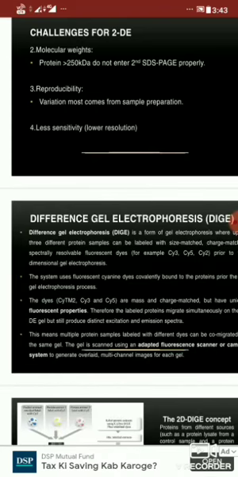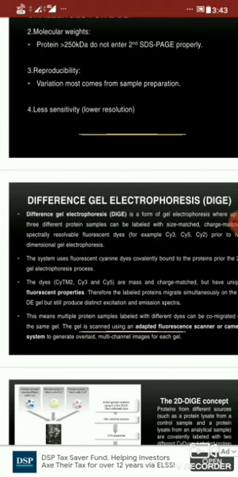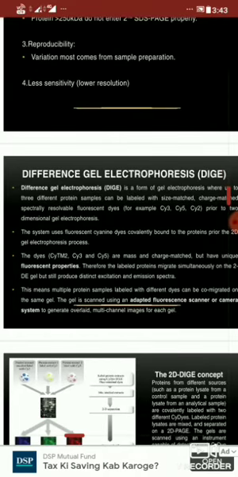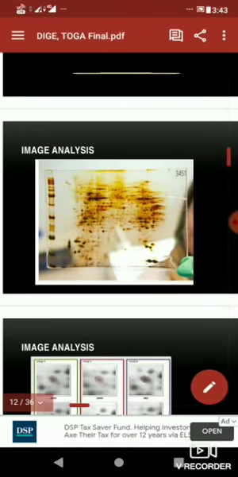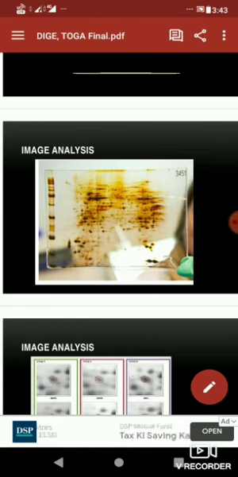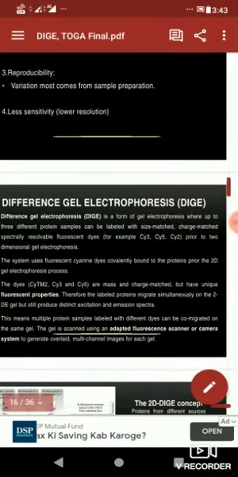And the third important disadvantage of 2D gel was variation. That is, every time with the same sample, same condition, when you try to run it again, there was variation. You will never get the same pattern the next time. So that variation created a lot of problems. And less sensitivity, that is lower resolution. Here you can see it is not that easy to analyze this gel. It looks very complicated. So scientists found this also very difficult.